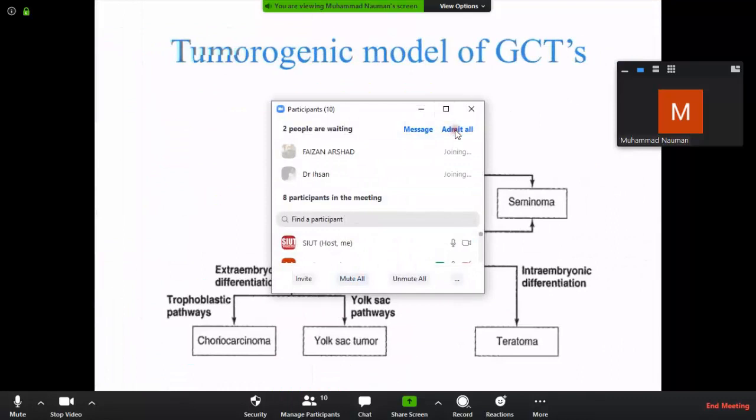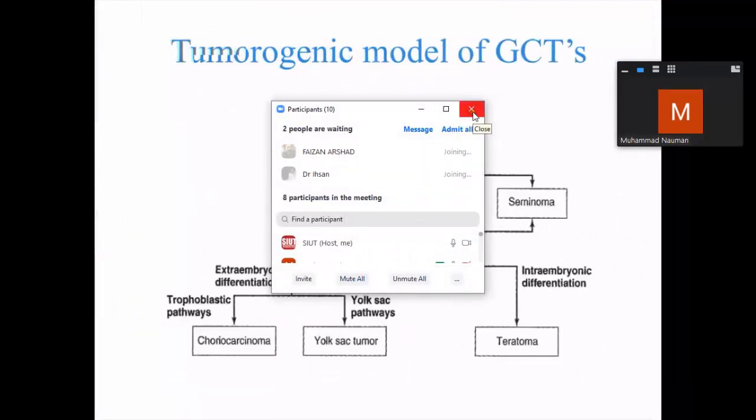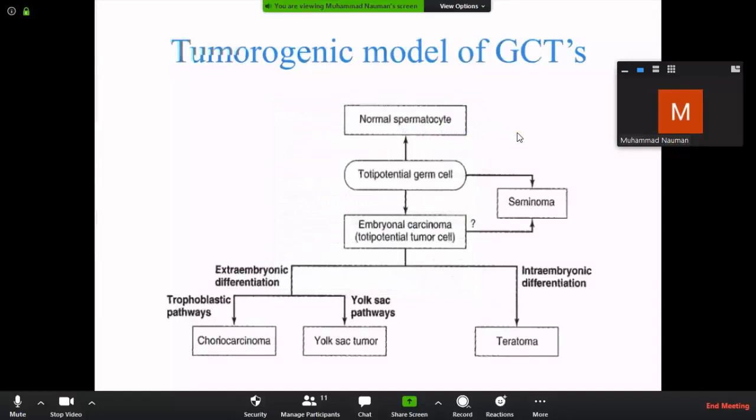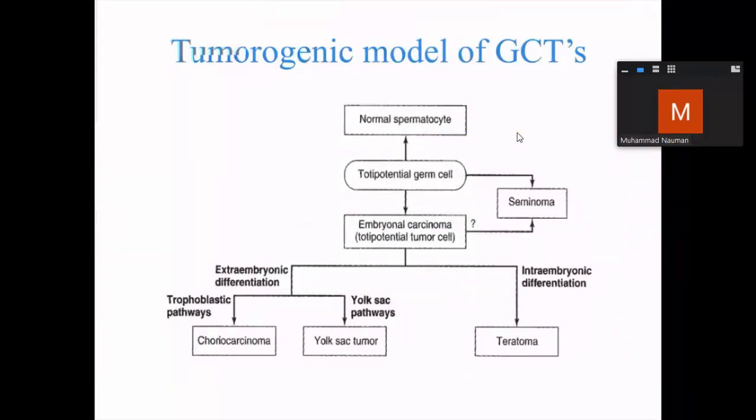The tumorigenic model of germ cell tumor: we all know that the germ cells are totipotent germ cells. They can differentiate into any cell or any tissue in our body, and depend on three layers: endoderm, mesoderm, and ectoderm. Totipotent germ cells, under normal circumstances, develop into normal spermatocytes, which is the normal sperm inside the testis. If there is any mutation or any causative agents, the totipotent germ cells can differentiate into adenoma. It is one type of testicular germ cell tumor, or it can develop into embryonal carcinoma.